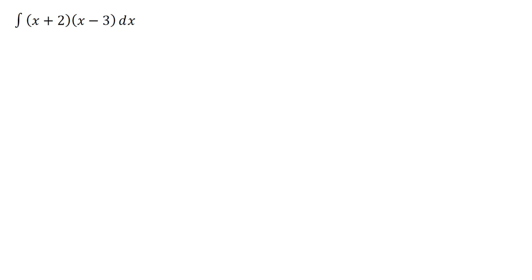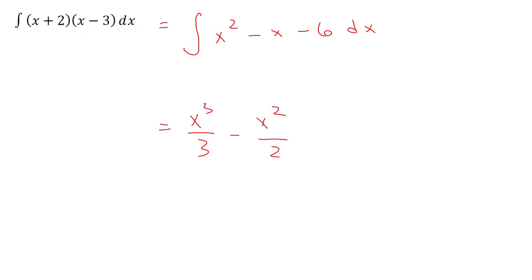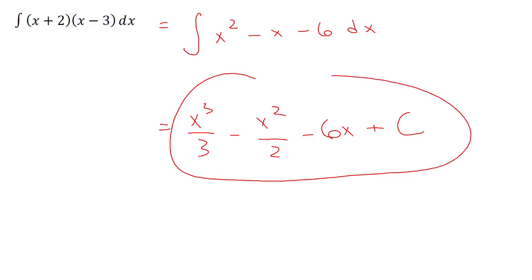For this one, we'll first distribute this out. So that'll be x squared, and then a minus 3x and a plus 2x will just make a minus x, and then a minus 6. And when we integrate now, we'll just get x cubed over 3 minus x squared over 2 minus 6x, and of course, don't forget the plus c.